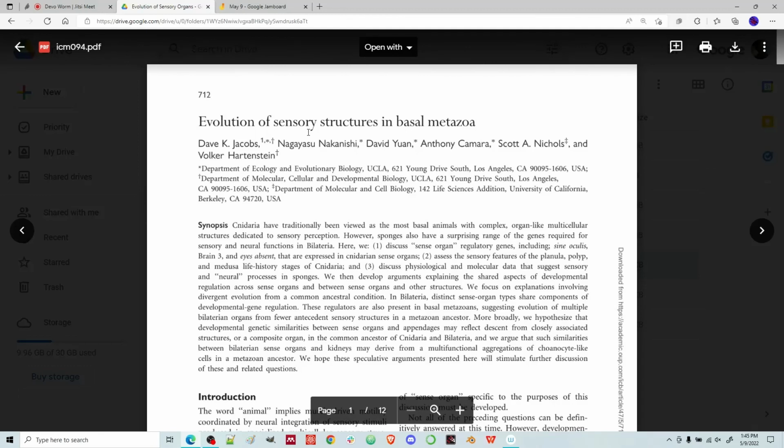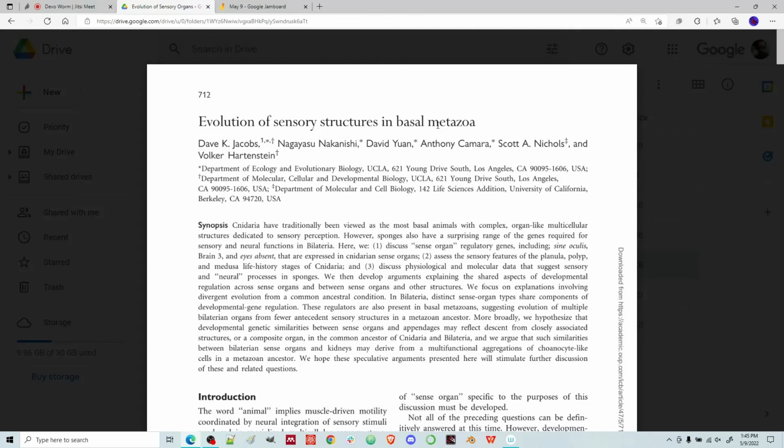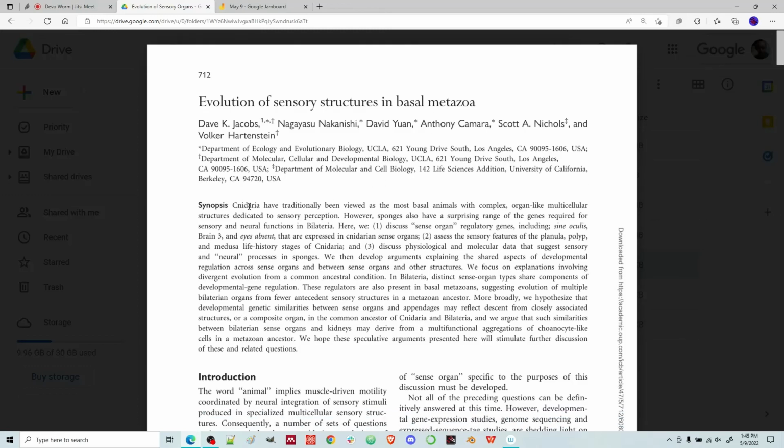This is evolution of sensory structures in basal metazoa. So this is, again, in the sort of the trunk of the tree of animals. So metazoans are animals. Basal is that sort of the common ancestor of animals. And they're focusing here on Cnidaria. So Cnidaria have been traditionally viewed as the most basal animals with complex organ-like multicellular structures dedicated to sensory perception. So there was an early divergence from that common ancestor, Cnidaria, and they retain these sort of ancestral forms, or what they call basal forms, because ancestral implies that it's the one ancestor and yet it's living today.